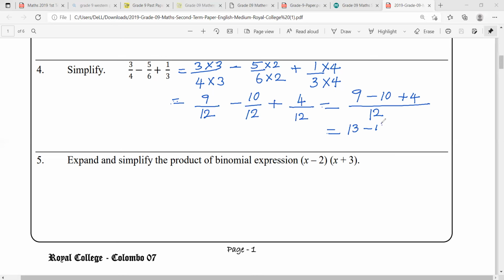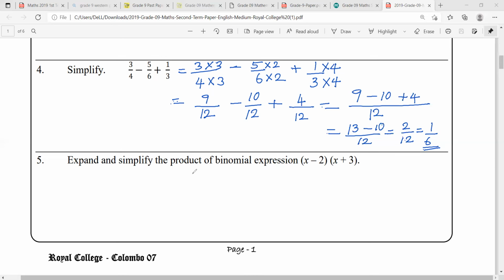minus 10/12, and you get 2/12, which is equal to 1/6, and this is the answer.